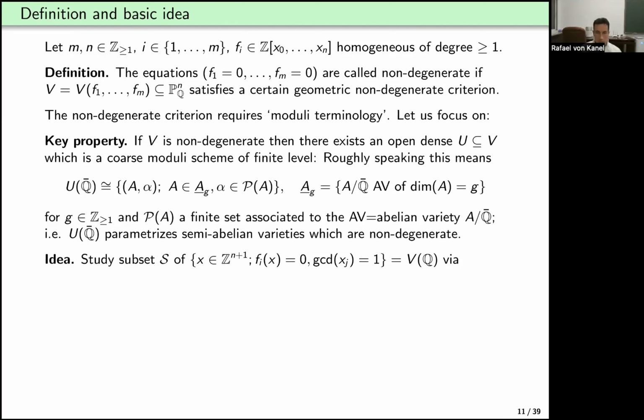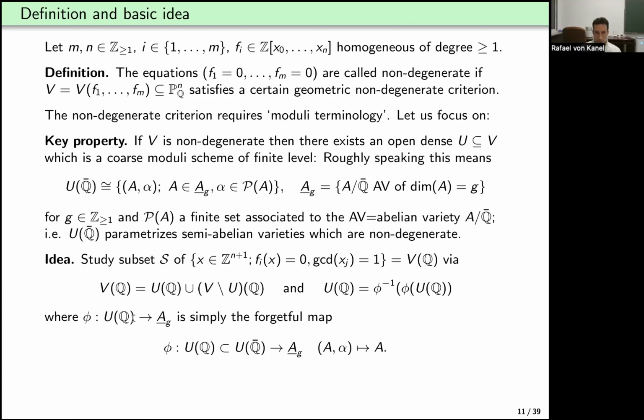And then why is this interesting? One can try to use such non-degenerate varieties to study subsets of solutions of the Diophantine equations f_i = 0, which this set here identifies just with the Q-rational points of the variety V. And the idea is that we can decompose the set of Q-rational points into two subsets. So we look at the Q-rational points of U, union the Q-rational points of V minus U, where the Q-rational points of U, we can write as the pre-image of some map phi into A_g.